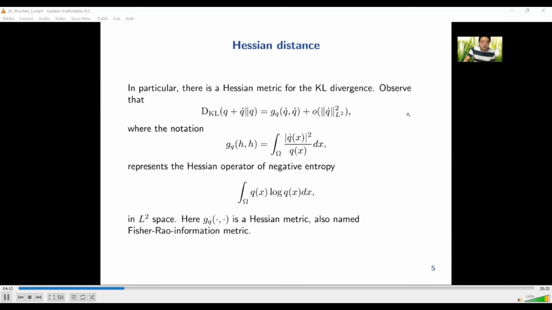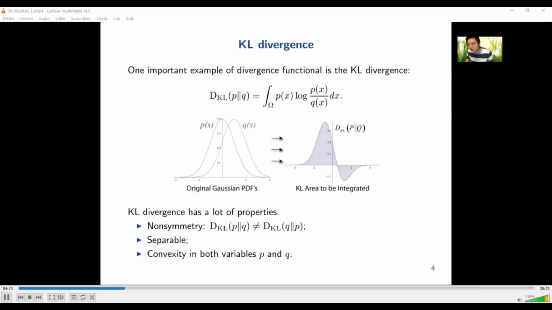Now, what is KL divergence? Let's quickly review it. Understanding the KL divergence will allow us to understand its Hessian distance, the so-called Hellinger distance, and then it will help us to build our own analog of them. One important divergence function is the KL divergence. It is defined by the integration of P log P over Q.